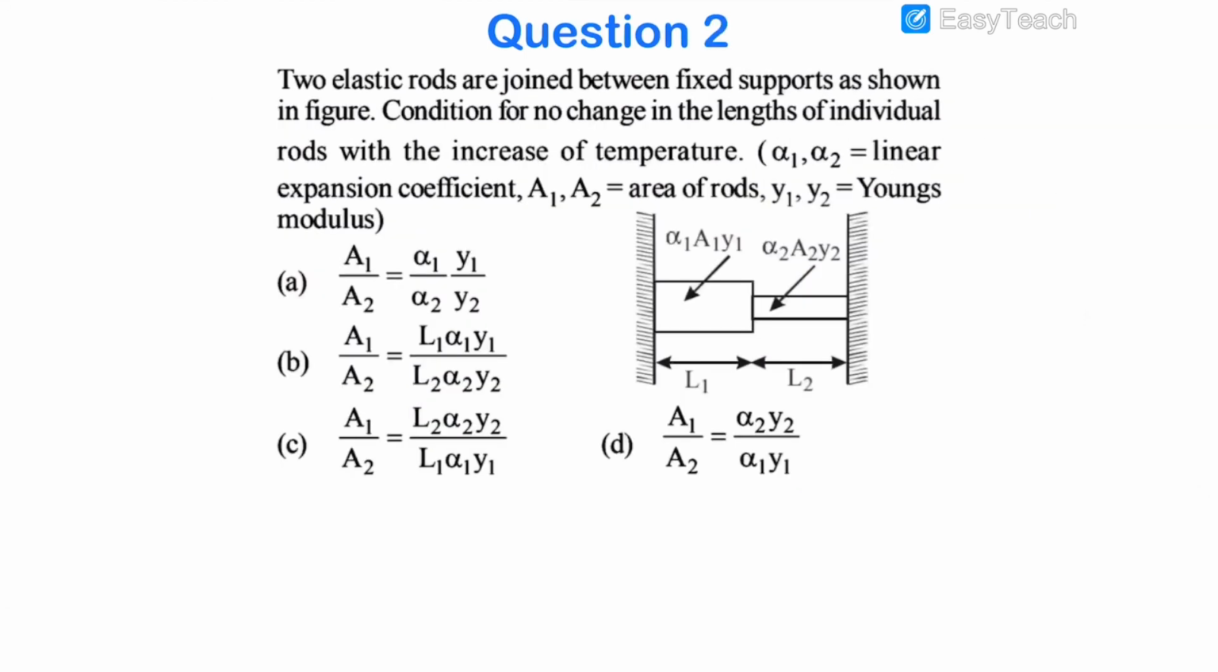In this question, you can see that there are two elastic rods which are joined together, and they are being fixed between two rigid supports. And if there is no change in the length of these two rods, which means that if this junction does not shift on increasing the temperature, then we have to find out the correct relationship, where obviously alpha 1, alpha 2 are the linear expansion coefficients of the rods, A1, A2 are the areas of cross section of the rods, and gamma 1, gamma 2 are the Young's moduli.